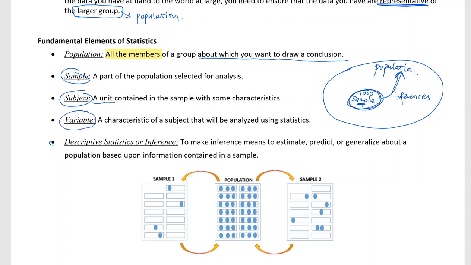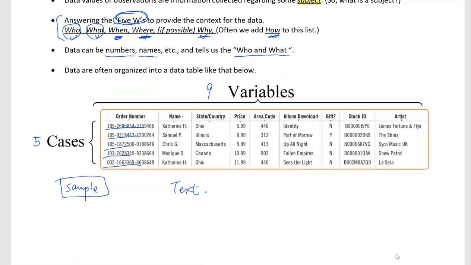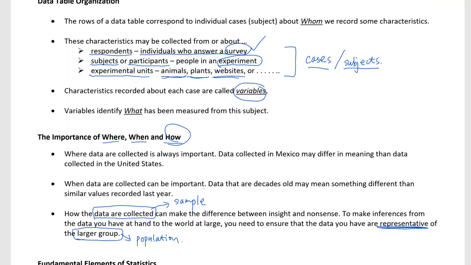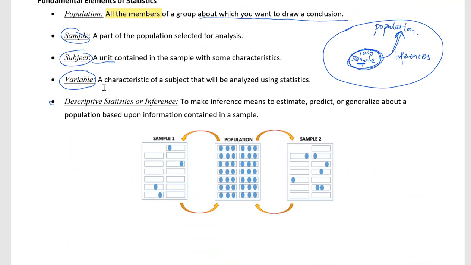So what is a variable? We have already talked about variables, right? So what are the variables? These ones, right? These 9 characteristics about each case are called the variables, right? Okay, so now let's come back. So what is the variable? A variable is a characteristic of a subject that will be analyzed using statistics. Got the idea?